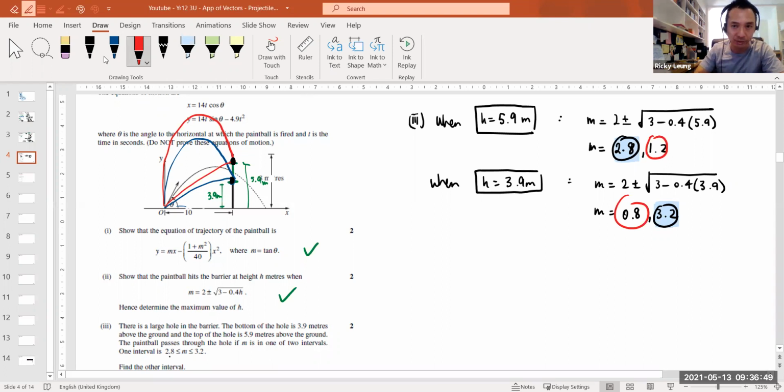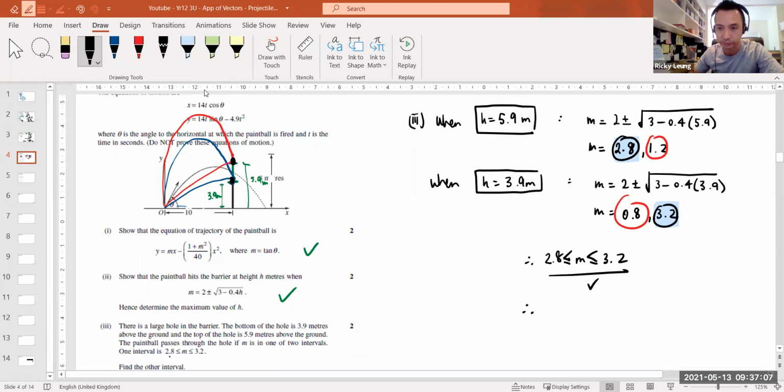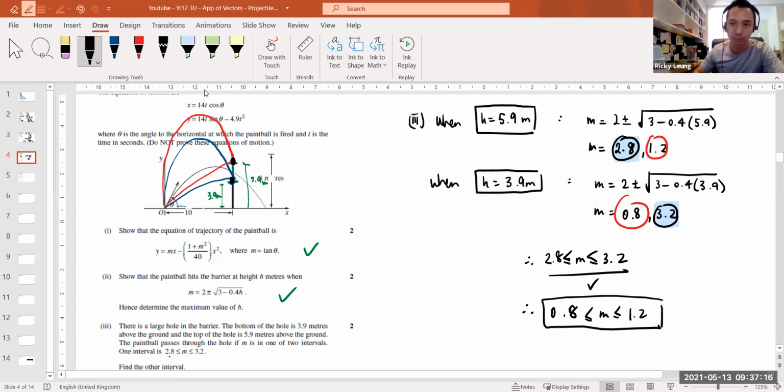So these two are paired up, so I can say therefore, to make it through the barrier, I can fire it with the two top angles, so it'll be 2.8 or 3.2, right? That's already given. The other interval there, therefore, is between 0.8 and 1.2, right? So they basically paired it up, the 2.8 and the 3.2, because remember, this is tan theta, right? The bigger the number, the bigger the angle for tan.